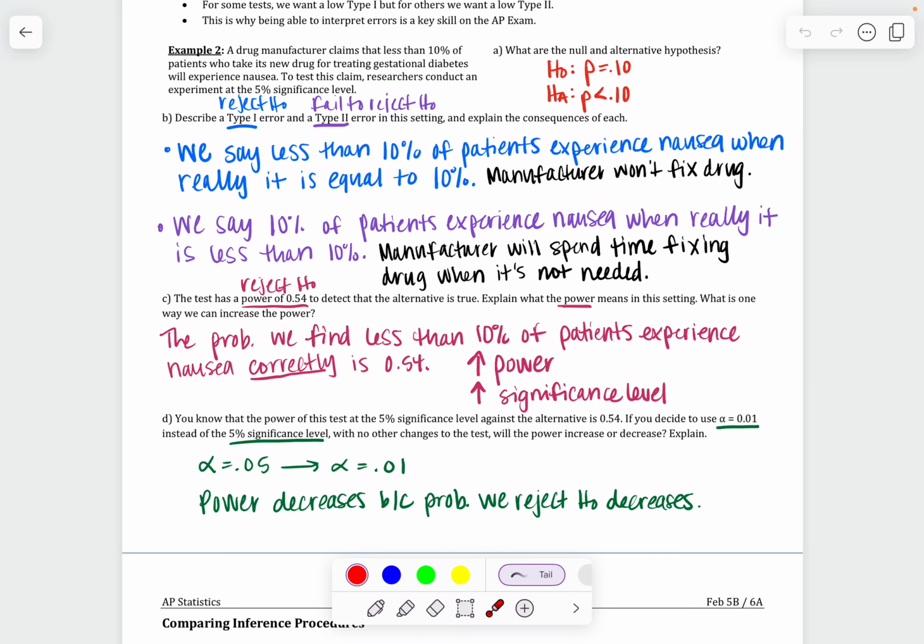The other point of view you can look at is the manufacturer, and for them, maybe a type 2 error is worse because they're wasting money trying to fix something that's already working, that they could be selling to patients and making a profit off of. So a lot of this will be reasoning, and they tend to accept answers as long as it makes sense in the context of the question. So it's not like you have to say this specific language to get credit. It just has to make sense.